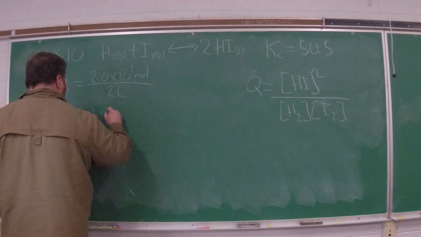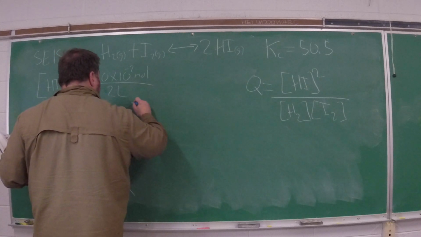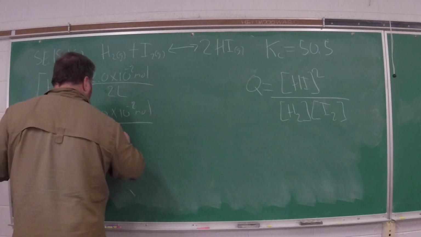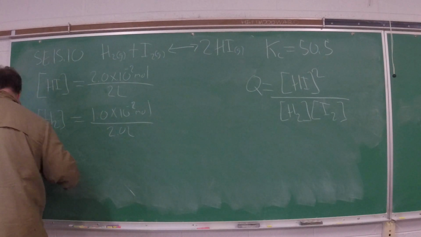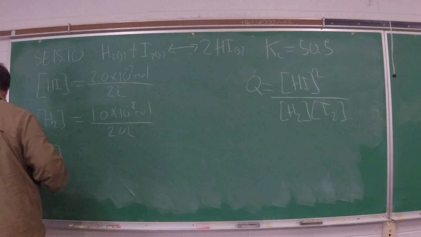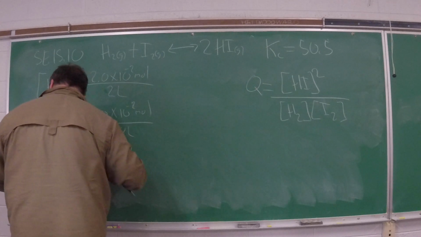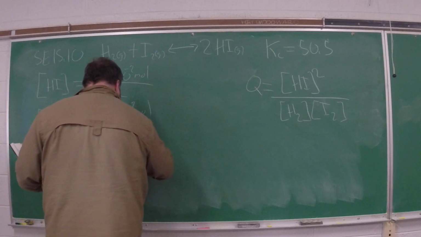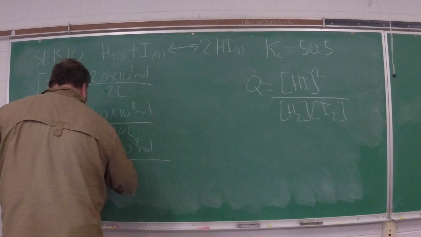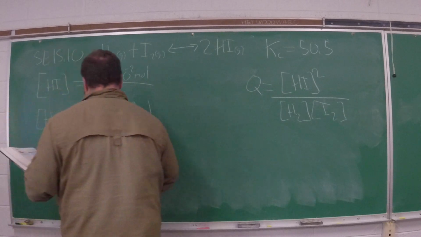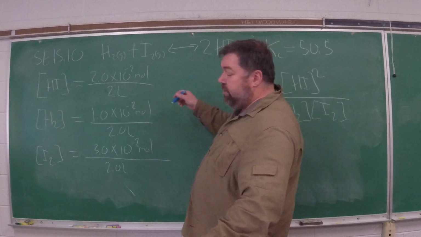Concentration of H2 is going to be 1.0 times 10 to the minus 2 moles divided by 2. And then concentration of I2 is going to be 3 times 10 to the minus 2 moles divided by 2 liters. I don't know why they do this for this problem. Let's just make this straightforward. Maybe I should have picked a different one, but this is an example in the book.